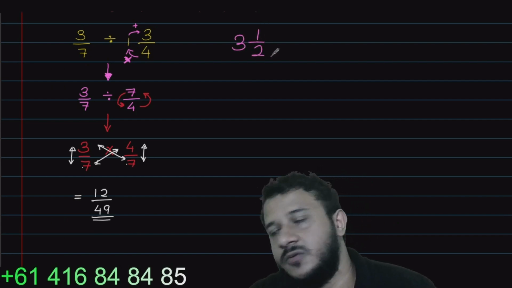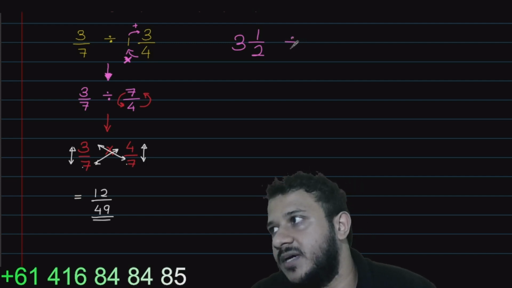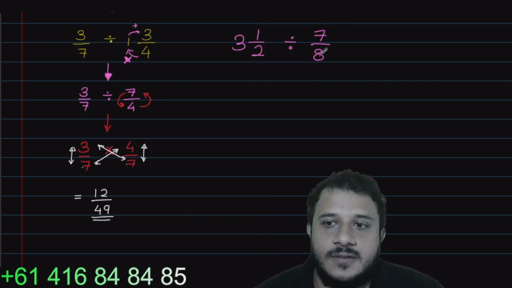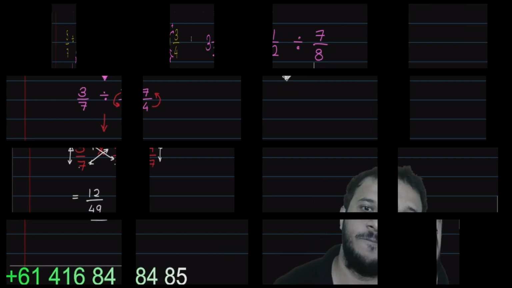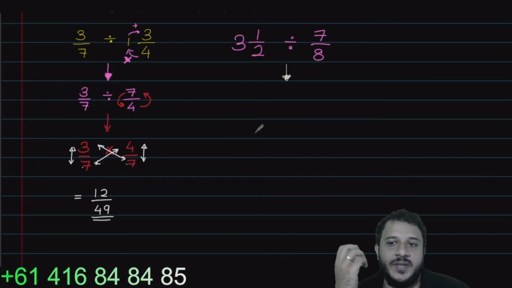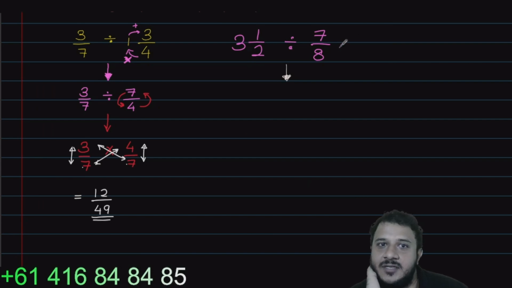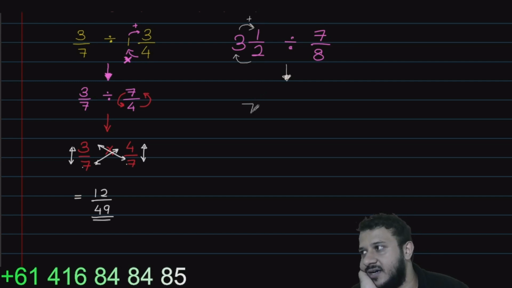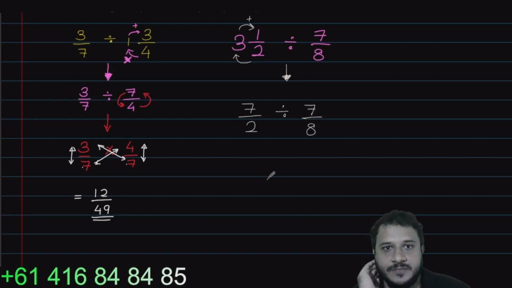2 and 3 out of 4 divided by 7 out of 8. Quickly write down this question. What will be my first step? My first step will be to make everybody into improper fractions, right? So 2 times 3, that's a 6. 6 plus 1, that's a 7. 7 out of 2, divided by 7 out of 8.